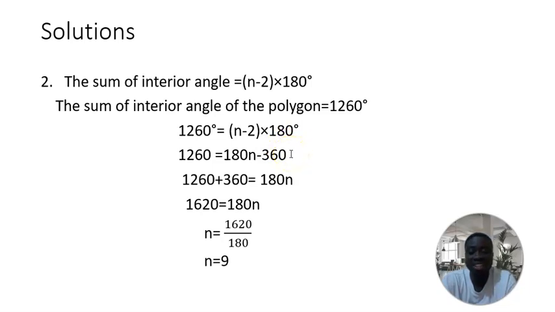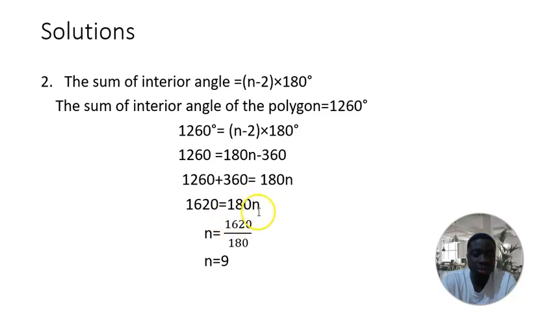Or in other words, for simplicity's sake, you move this minus 360 to the other side. Since you are crossing it over, it becomes positive. But in actual sense, what we are doing is adding 360 to this side and adding 360 to that side. When you add 360 to this side, it goes to 0. Then you add 360 to that side, and you get 180n here. So 1260 is equal to 180n.